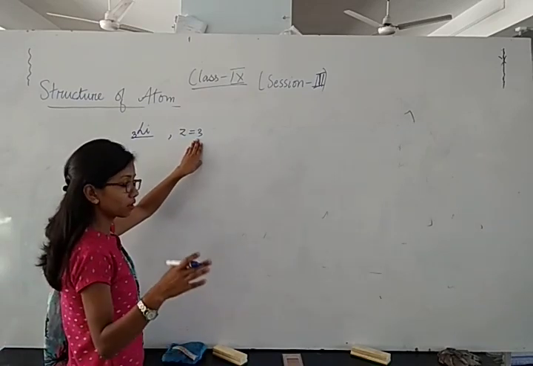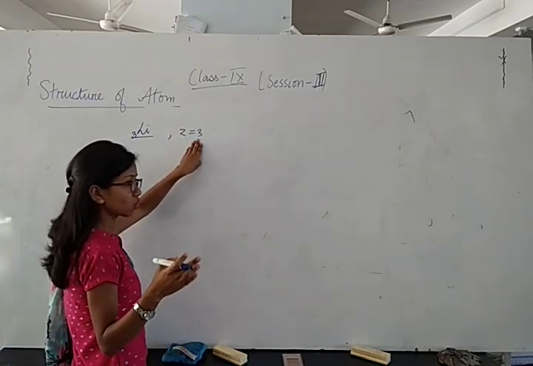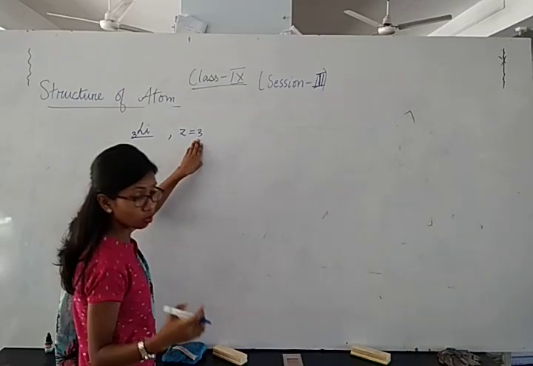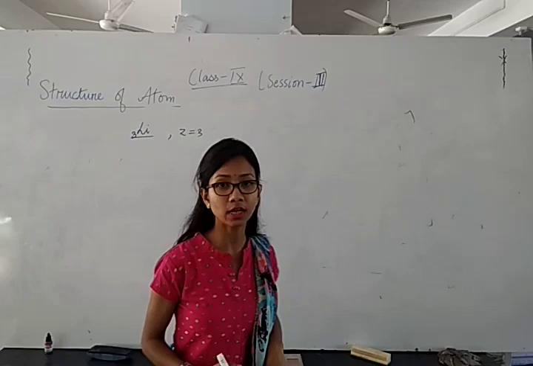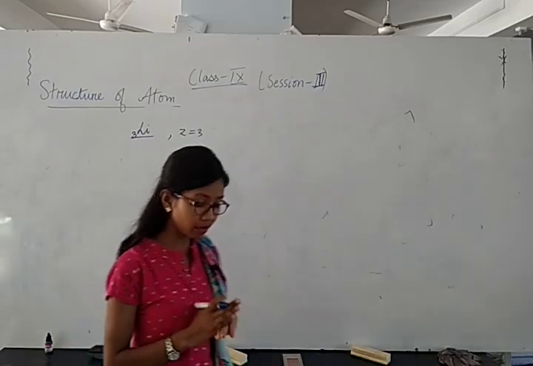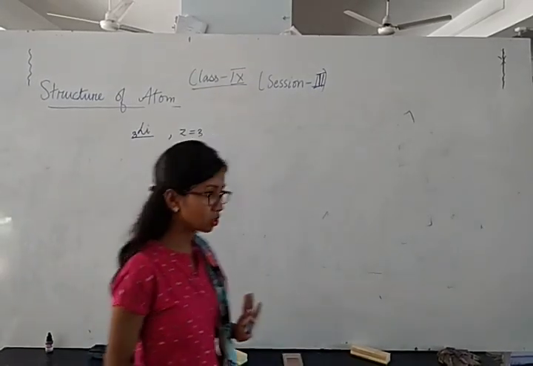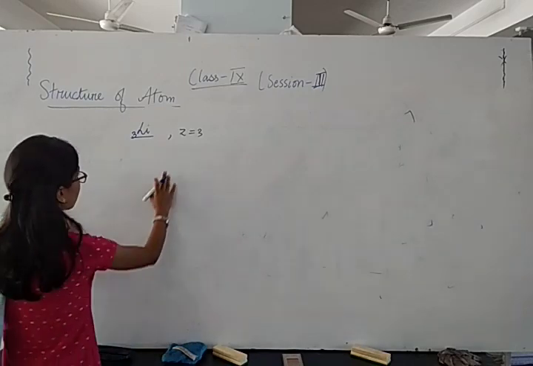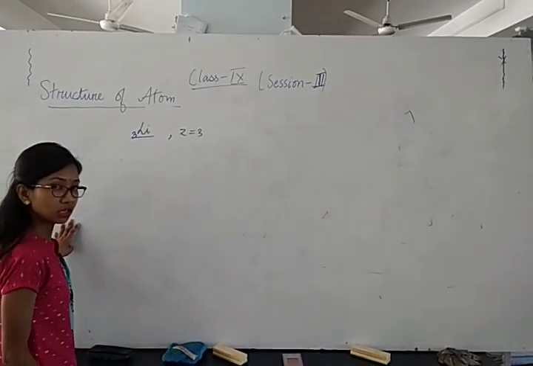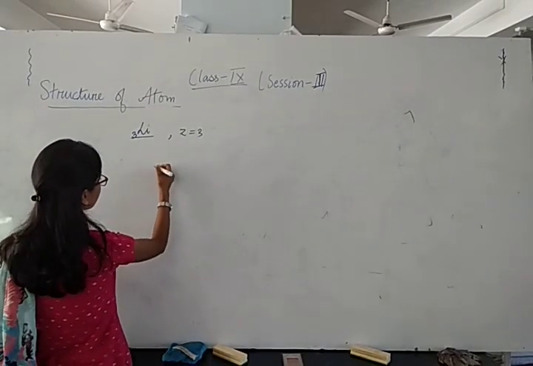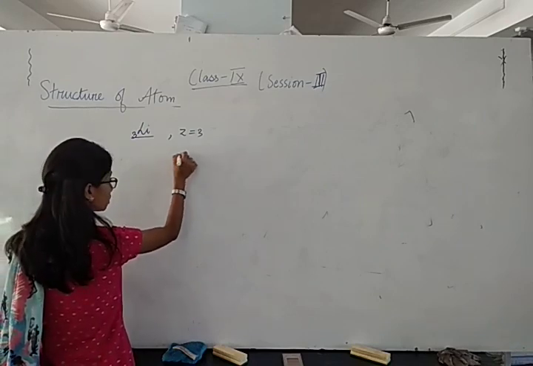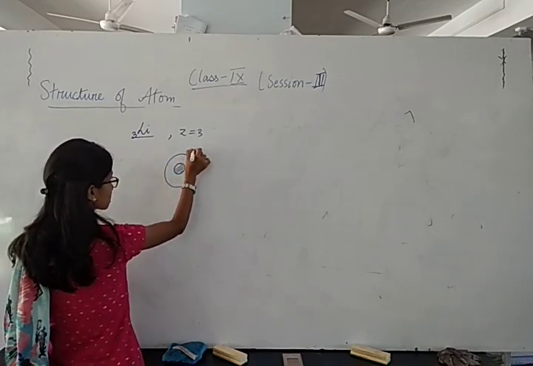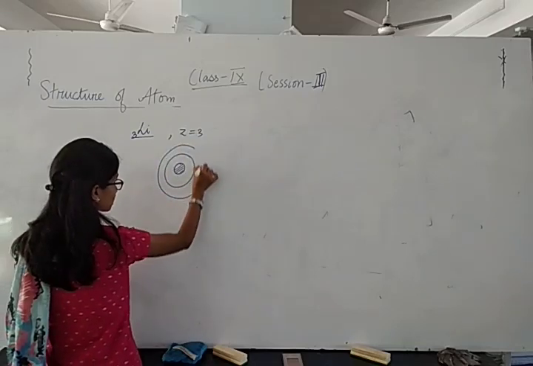In class 8 you have come to know what an atomic number is. Atomic number is the number of protons present in the nucleus, and the number of protons is equal to the number of electrons, that you also know. Now we have to arrange the 3 electrons of the lithium atom. The nucleus will always be present in the center, then the K cell, the L cell.